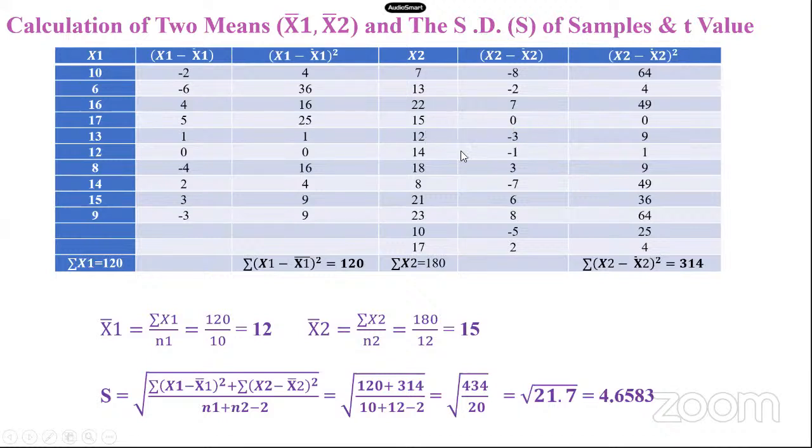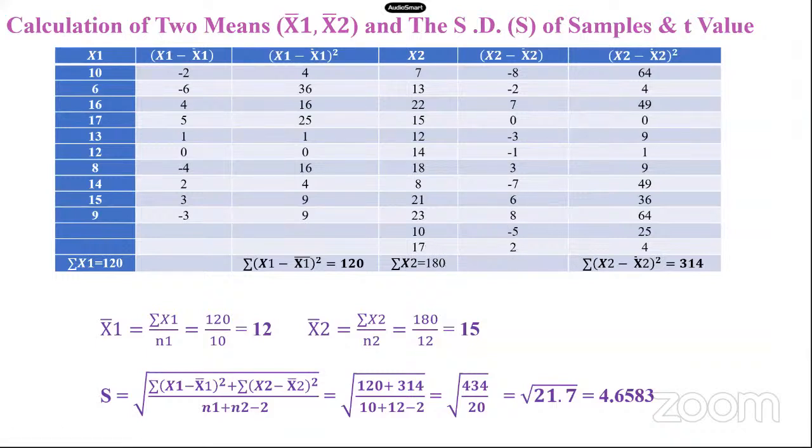12 minus 15 is -3. 14 minus 15 is -1. 18 minus 15 is 3. 8 minus 15 is -7. 21 minus 15 is equal to +6. 23 minus 15 is equal to 8. And 10 minus 15 is equal to -5. 17 minus 15 is equal to 2.